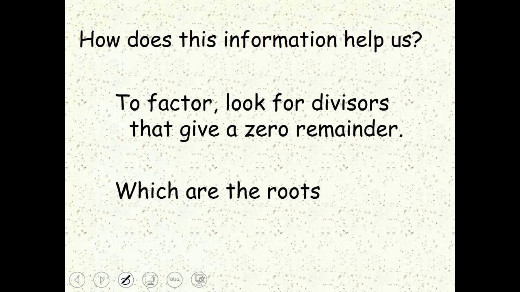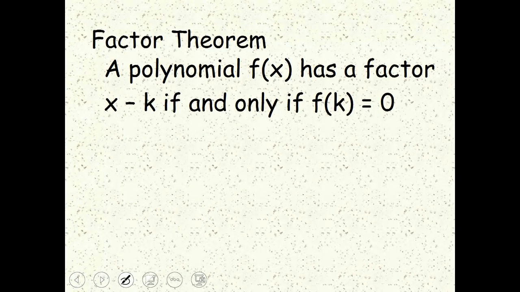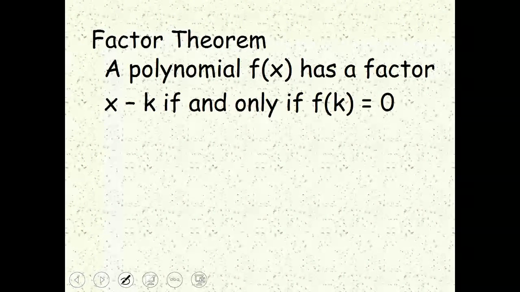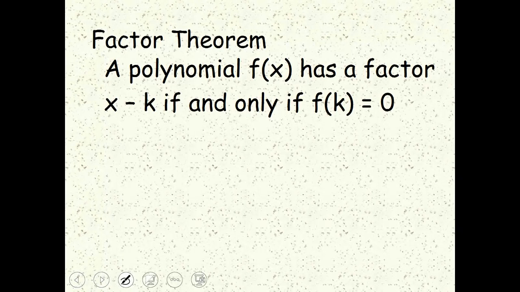Zeros are roots. Not all roots are zeros, but all zeros are roots. A polynomial f of x has a factor x minus k if and only if f of k is equal to 0. That's using the remainder theorem to apply the factor theorem. Basically saying if you want to find out whether x minus k is a factor, it has to have no remainder. That's what this is basically saying.